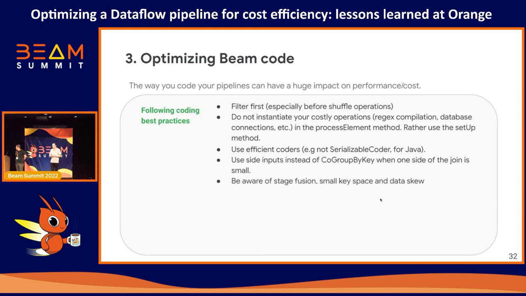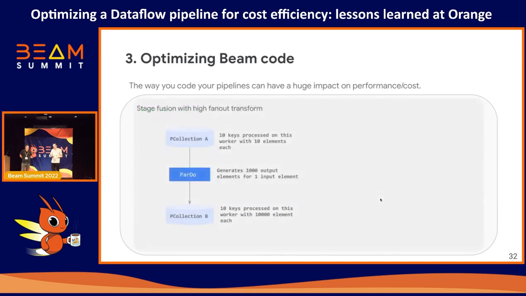Be aware of stage fusion, small key space, data skew. This one, we also had talks about. So maybe you know that Dataflow does stage fusion. If you have multiple steps with no shuffle, all the steps are going to be fused, and they're like one step, and the next step is going to be done in memory. But sometimes you don't want stage fusion. And one case where you don't want stage fusion is for high fan-out transforms.